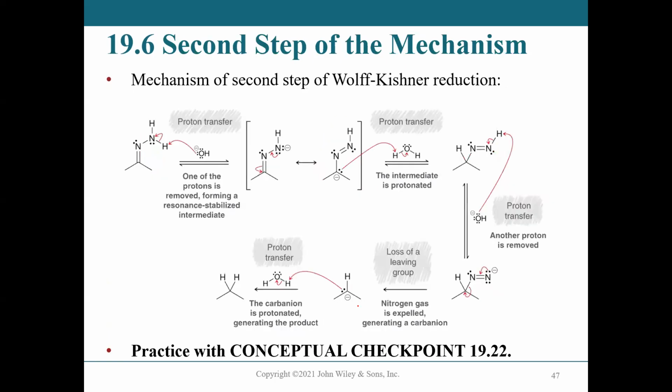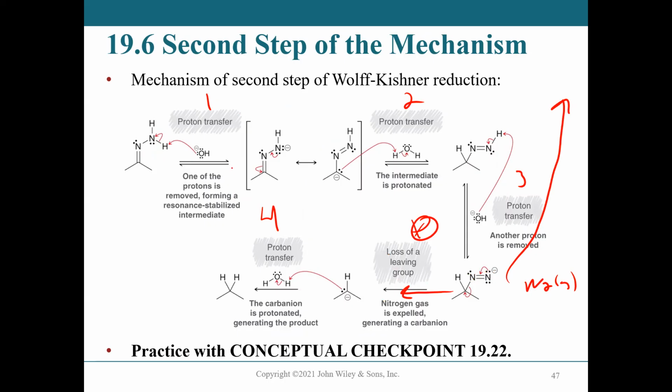So here is the mechanism of the Wolff-Kishner reduction. Note how many proton transfers you have: 1, 2, 3, 4. And also note right here, what is the leaving group that's being lost? Well, it's nitrogen gas, right? So you're losing N2 gas. That means we're not going to be in equilibrium. If this is gassed off, this is going to leave the reaction. So we're going to be going this direction right here.